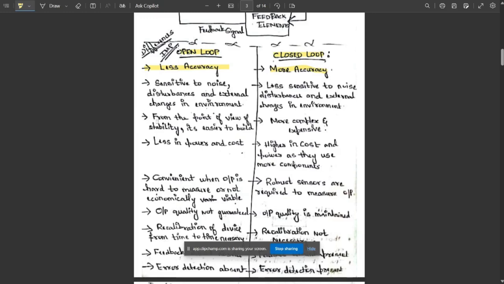The next point is sensitivity to noise, disturbances and external changes; open loop is more sensitive and closed loop is less sensitive. The third point is stability: open loop is easier to build, and closed loop is more complex and expensive.